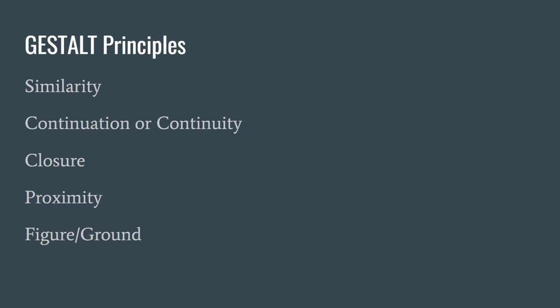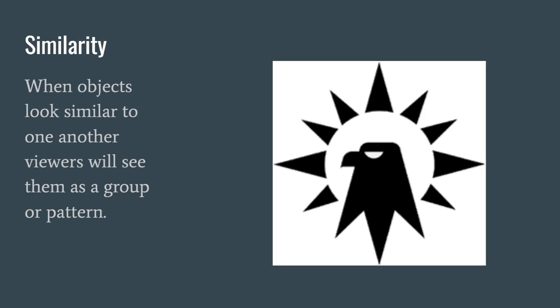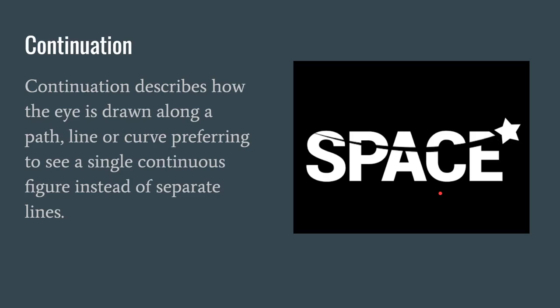So these are 5 basic Gestalt principles to look at: similarity, continuation, closure, proximity, figure ground. Let's look at each one. Similarity: when objects look similar to one another, viewers will see them as a group or pattern. So all organic, all geometric, all triangles, all circles, whatever. If you can create similarity, then the image will seem more unified and it will go together better.